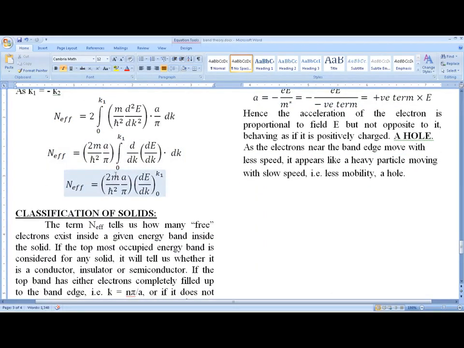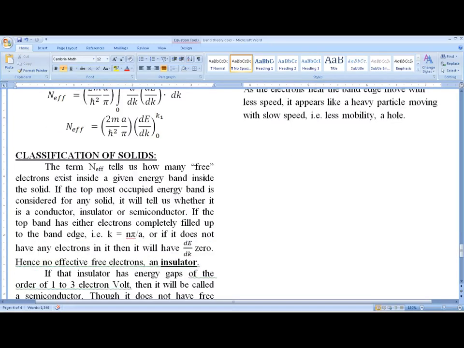So in this case, you are going to have the dE by dk slope value larger. So in that case, we are going to have effective number of free electrons more, and hence half-filled shells are more likely to become like a metal or a conductor. Completely filled or completely unfilled shells, they behave like insulators. So this classification is now clear on the basis of band theory of solids.